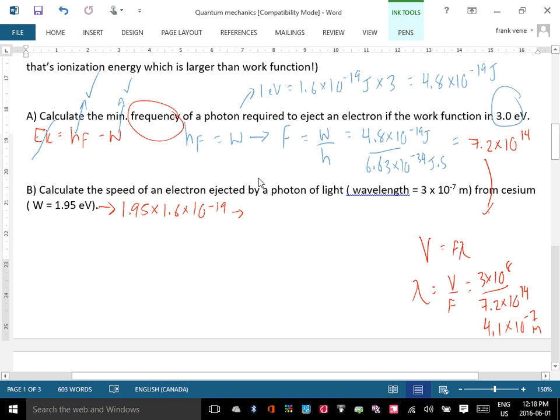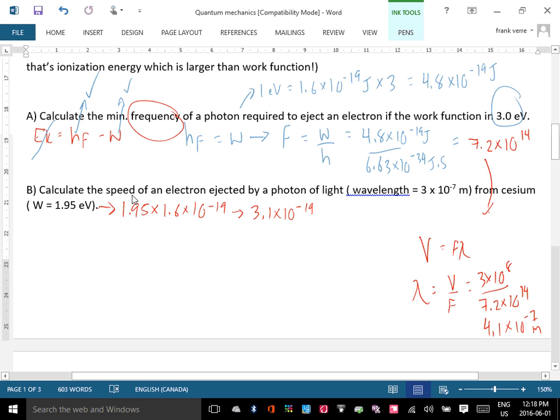So what is that in joules? 1.95 times 1.6 is what? Close to 3.1? Yeah, and 10 to the negative 19.